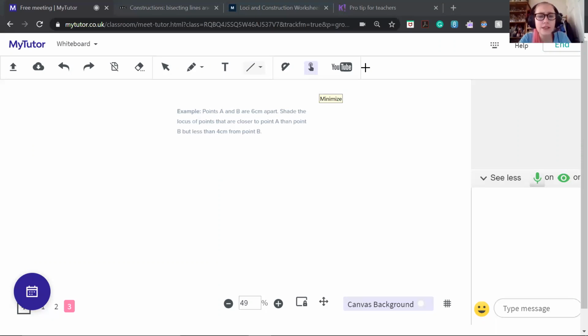Oh yeah, someone said there's a loci where you have to construct a 60-degree or 45-degree angle and it makes a triangle. I don't actually know that one, but for a 45-degree angle, you draw a line, draw a perpendicular bisector, and then do an angle bisector, and that will give you a 45-degree angle.